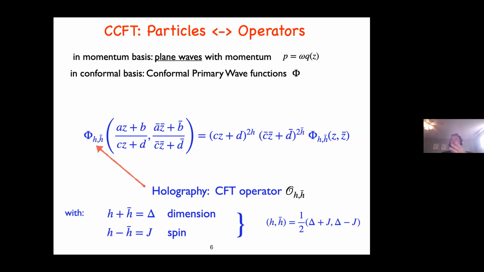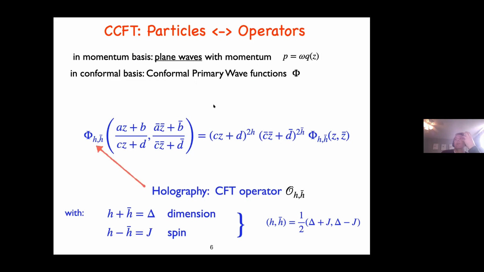So, the basic idea as we have it in our mind. In momentum space, we have plane waves with some momentum P, which we can parameterize by the energy omega and some null vector q that tells you which direction the momentum is pointing. In conformal basis, if we want to study celestial CFT, we would like to have conformal primary wave functions. I will be a bit redundant here, and I'm not going to put in all the symbols. I'm going to discuss a conformal primary wave function like this one.